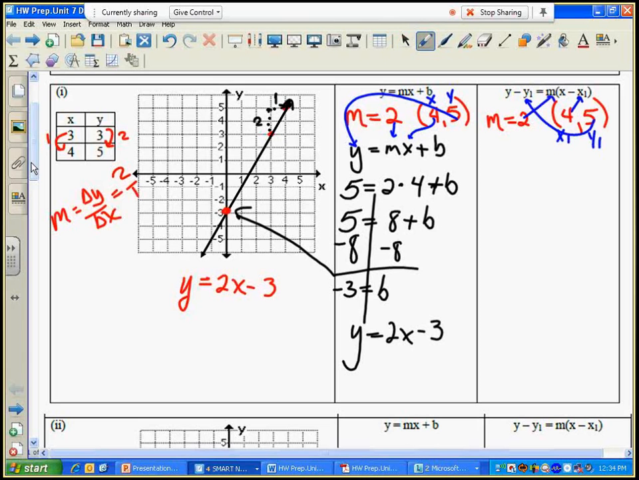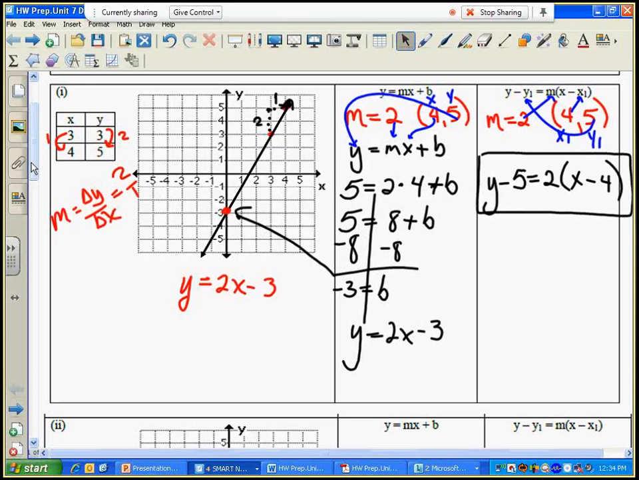Okay, so what we end up getting there is y minus 5 equals 2 times x minus 4. That right there, that equation, is an equation of a linear function. You can also notice that at (4, 5), if you look back at your graph, we have a point there that's on the line, and the slope is up 2, right 1. So both the slope-intercept equation and the point-slope form equation are giving us the same value.